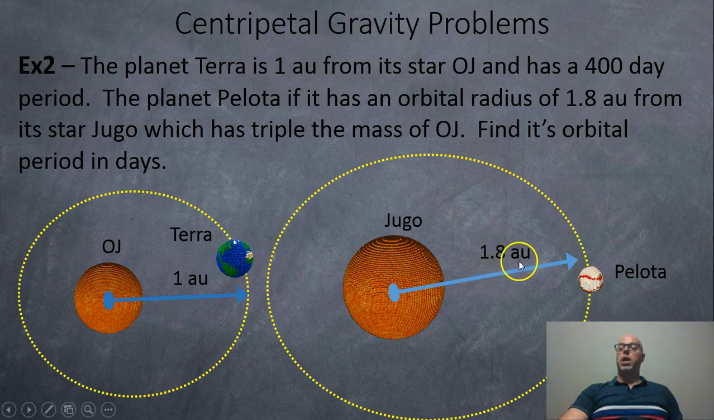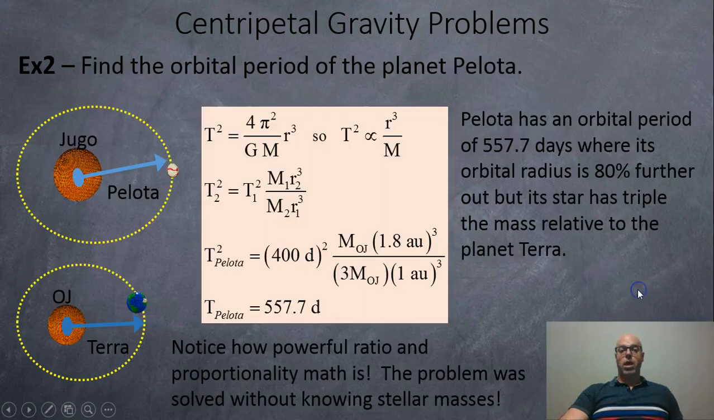It's at 1.88 so it's further out, so it should take longer to get around usually. But it's got a more massive star. The star Hugo is 3 times more massive than the star OJ. And so if Terra takes 400 days to get around, we want to know what is the time for the planet Pelota.